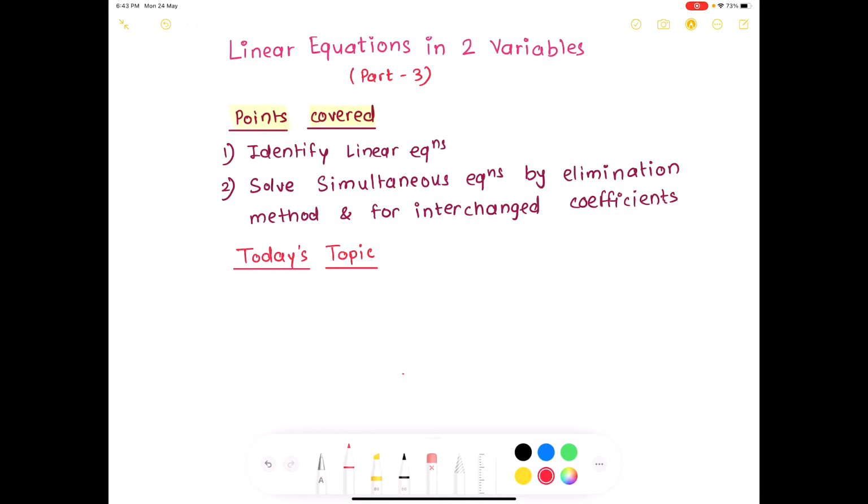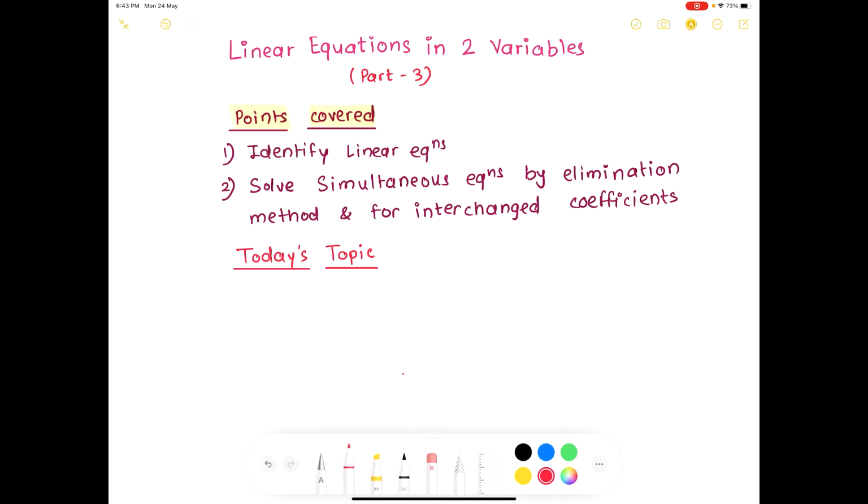In the last two lectures, we studied the identification of linear equations, their basic terms and concepts, and we solved some simultaneous equations by the elimination method and for interchange coefficients. So, these are the points which we have covered in the last two lectures. Point 1 is identification of linear equation. For that we have seen some conditions. You can check the previous videos if you have any doubt.